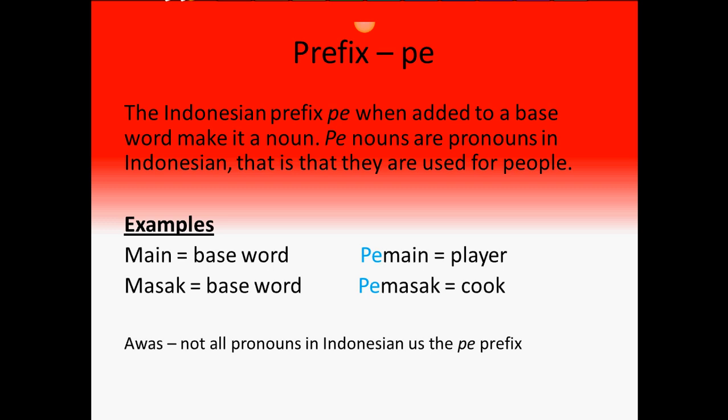Okay, so we look at our examples there. Main, the base word, has a general meaning to do with playing games and stuff like that. When we add p to the front of it, pemain, it makes it a player. Next one, masak, the base word, is generally to do with cooking or food or cuisine. When we add p to the front of it, pemasak, it turns it into a cook, a person. And again, just a reminder that not all person nouns in Indonesian use the p prefix, it's just a general rule to follow.